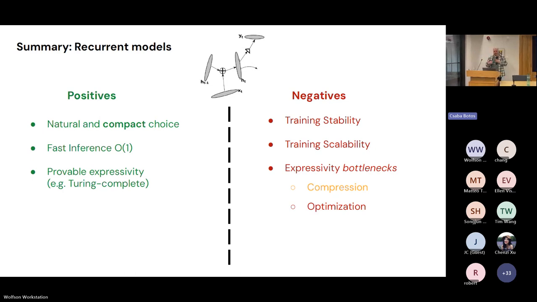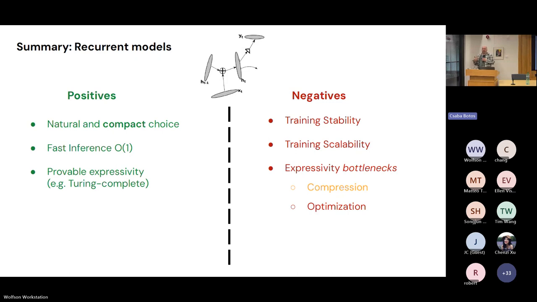You don't need the whole sequence anymore. And then you have this very nice expressivity results, like it's provable, Turing complete, and so forth. But then there is a negative side of that, right? So one is training stability. We have this exploding vanishing gradient that's been partially resolved with things like gradient clipping and gating and so forth, but it's still there and it's still creating an issue.